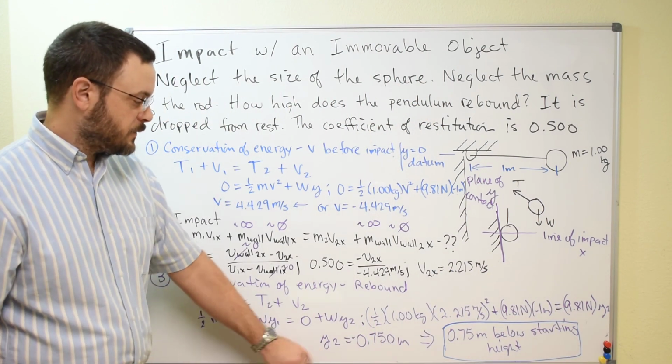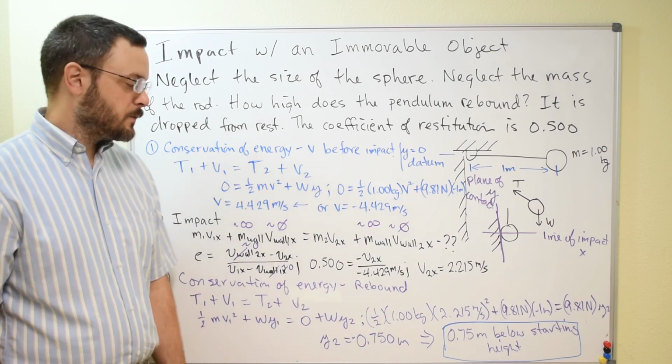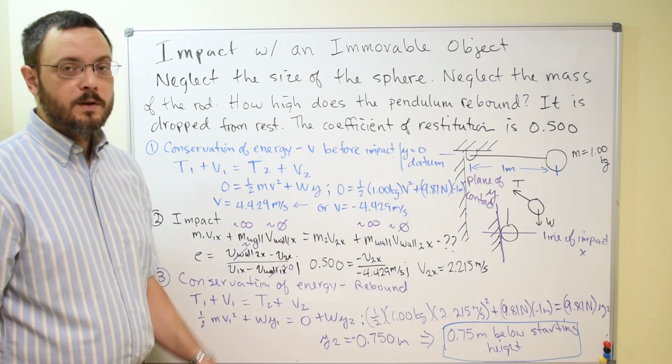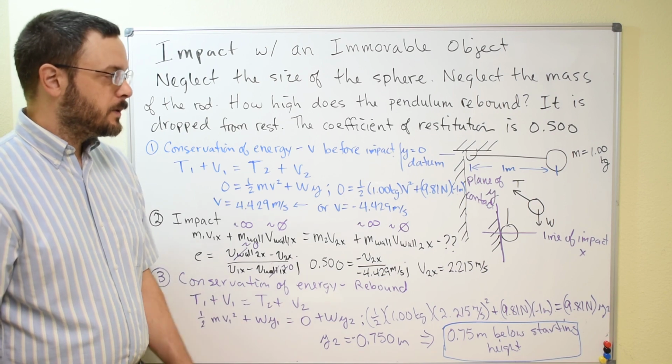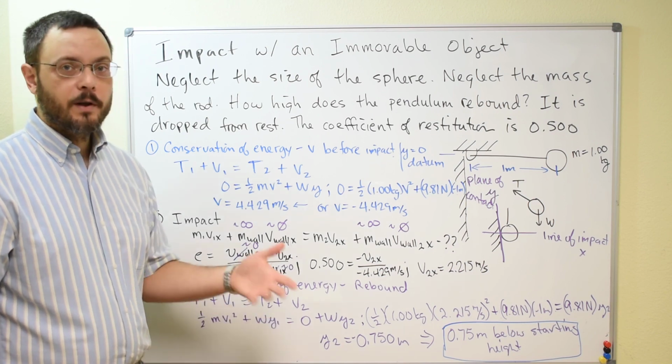So we solve for the final y position and get 0.750 meters, and so that means its final height will be 0.750 meters below its starting height.